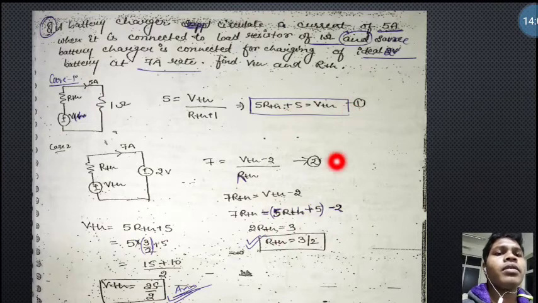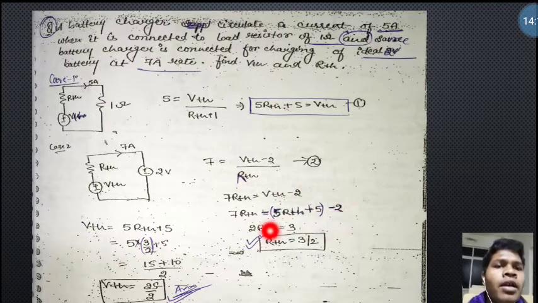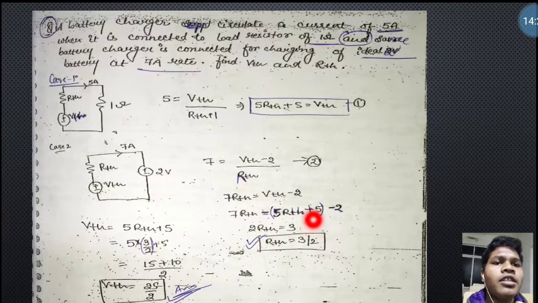Putting equation number 1 into equation number 2, we get 7 RTH equals 5 RTH plus 5 minus 2. After cancelling, 7 RTH minus 5 RTH gives 2 RTH. 7 minus 5 is 2, and transferring the 5 to the right hand side, 5 minus 2 is 3. So 2 RTH is equal to 3, and RTH is equal to 3 divided by 2, transferring 2 to the denominator of the right hand side. Okay, so we got the RTH value.